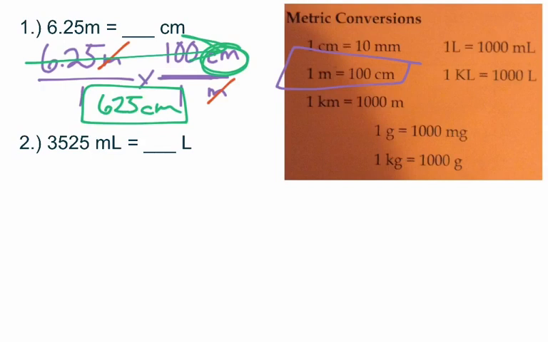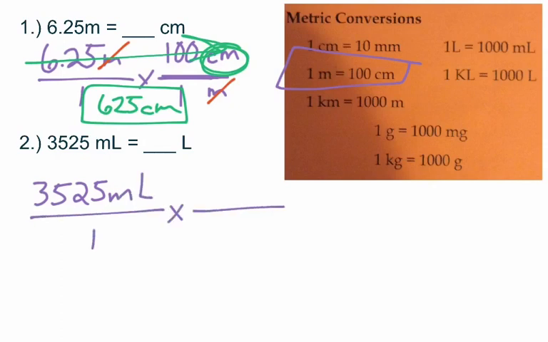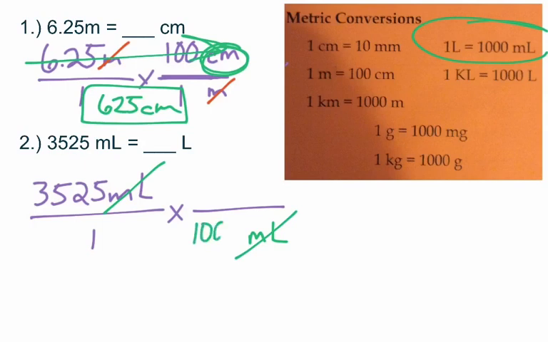For problem number 2, I'm going to set it up as 3,525 milliliters over 1 times, okay, milliliters to liters, and that conversion is right here. So I'm going to put my milliliters on the bottom because I want to cancel those out, and I actually cross them out each time. I just find that's very helpful. And since milliliters is on the bottom, that means 1,000 right here is on the bottom, and 1 liter is on top.